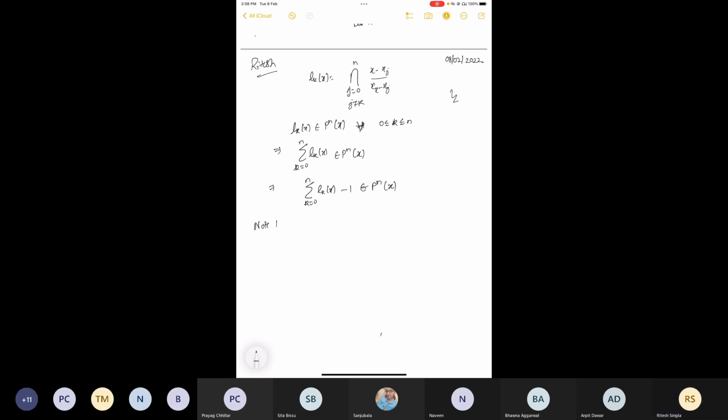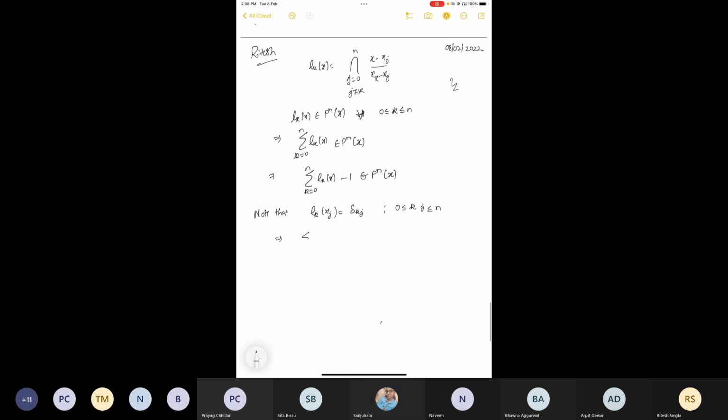So note that Lk of xj is equal to delta kj, for 0 less than or equal to k, j less than or equal to n. Do we know this? So basically summation k running from 0 to n of Lk of xj is equal to 1 for all j between 0 and n, right?